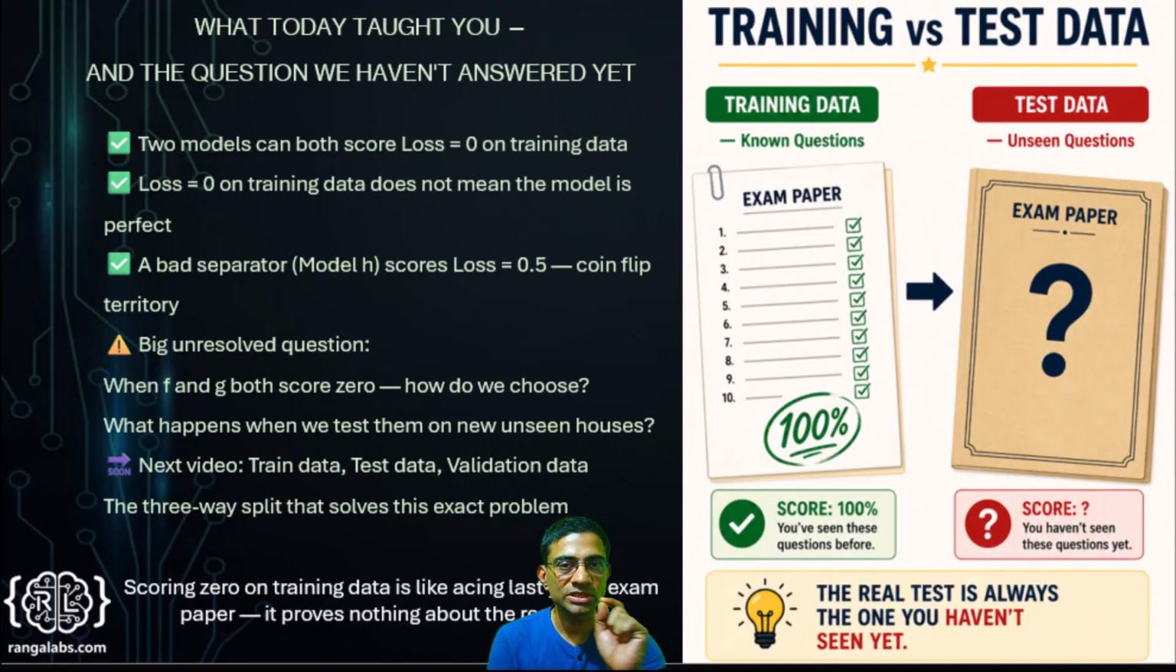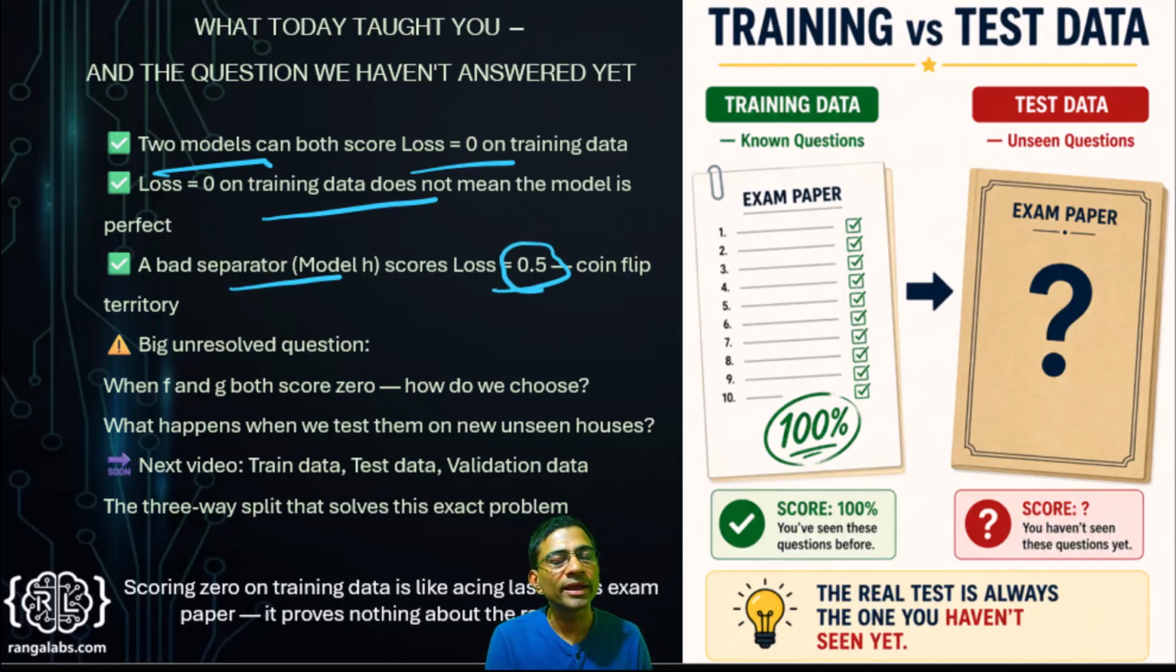Okay, let's wrap up this session very quickly and see what we did today. We did 2 models and both the models got 0 misclassification rate. Then what did we do? That means we are not getting any concrete result out of this. Good performance on training data does not mean the model is perfect. So we took a third model H, and it gave a loss of 0.5, which was very high, and it was not very useful for us because it is as good as flipping a coin.